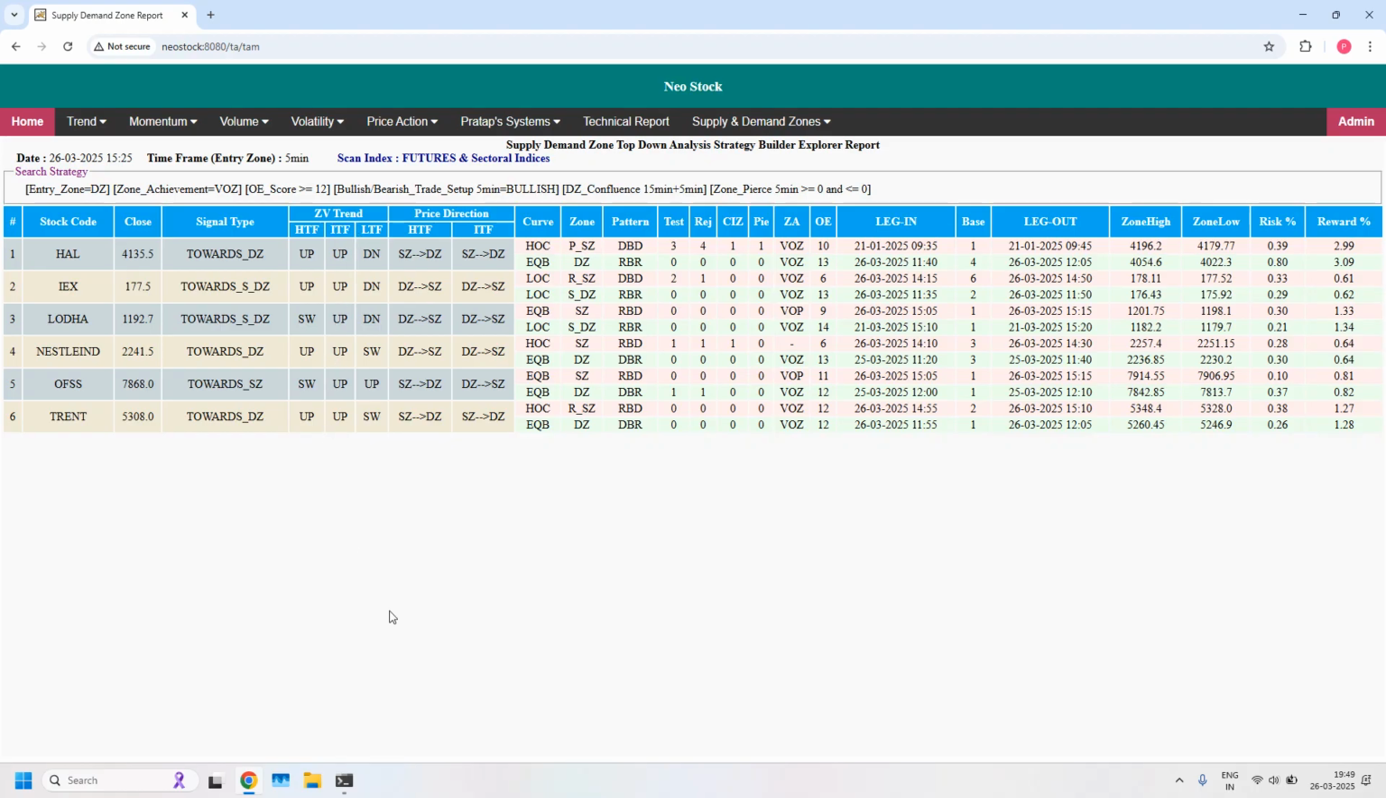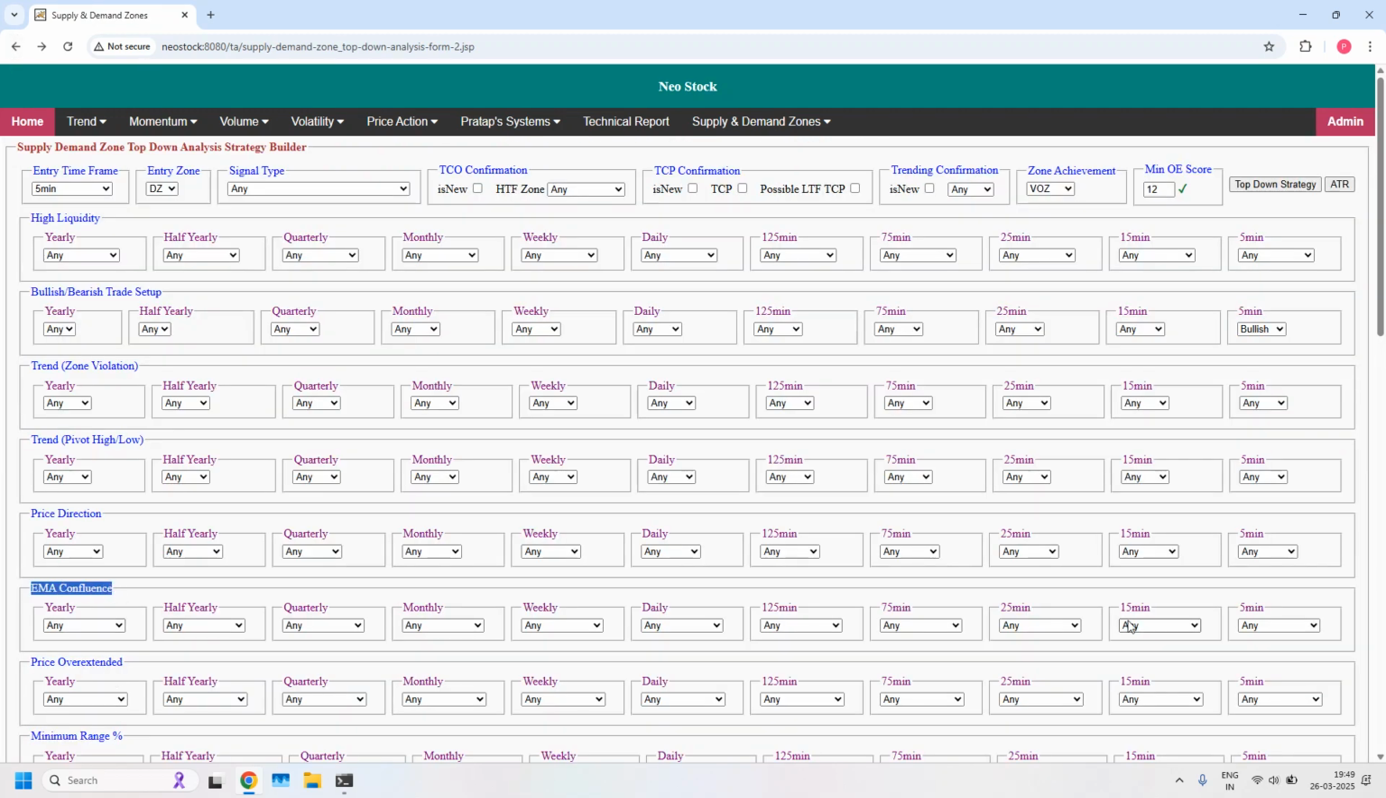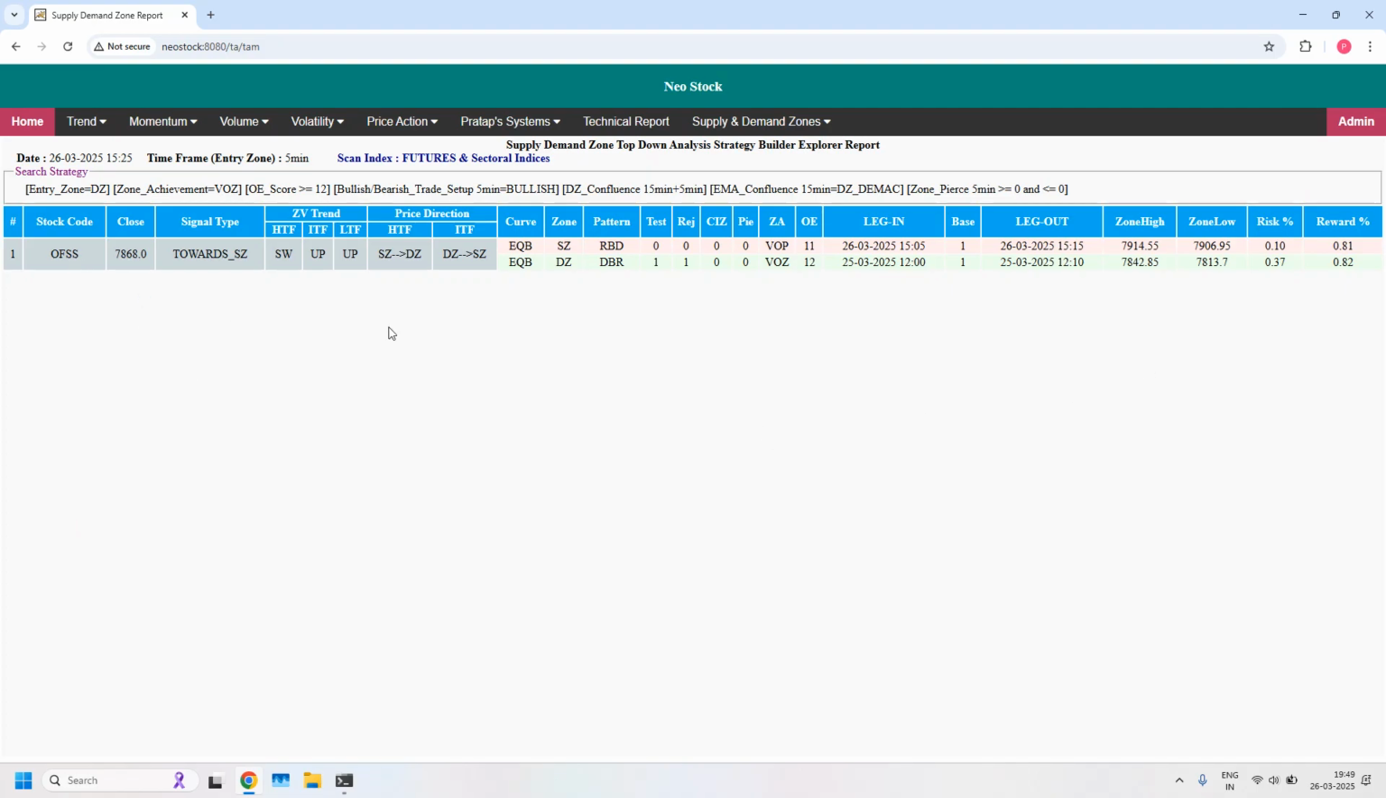Let us check if any of the 15 minutes demand zones are having daily EMA confluence. So 1 stock is filtered. So probably this demand zone has a higher probability to get success. Maybe that is the reason why it is already tested.